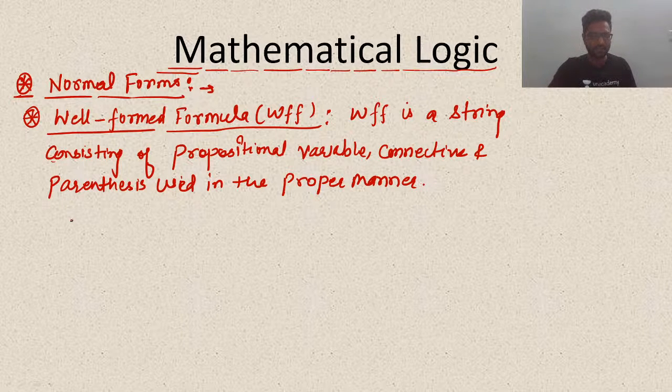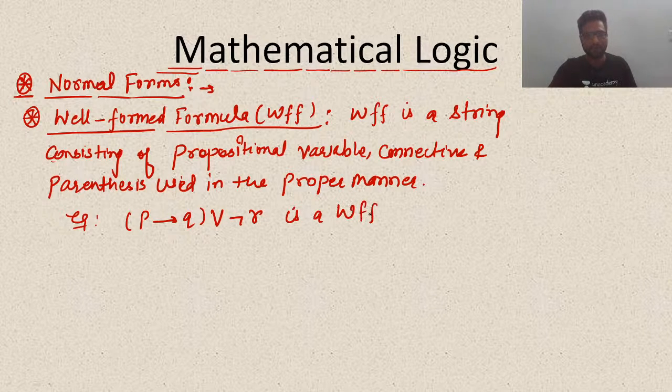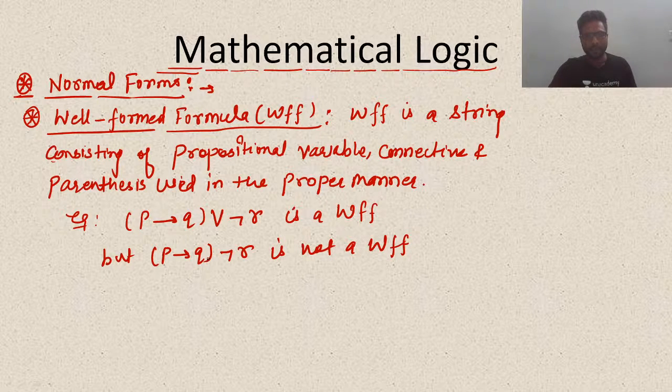So for instance, let us take one example. Let's say P implies Q or negation R. We can say that is a well-formed formula, but P implies Q, negation R is not a well-formed formula, because here connectives are not used in the proper manner.